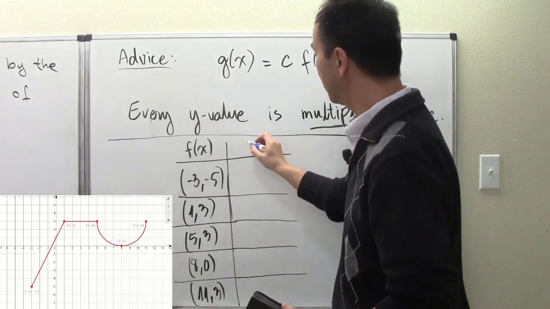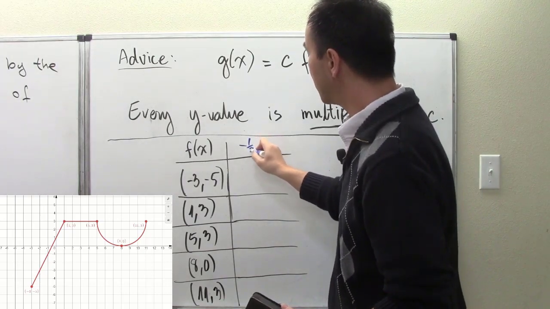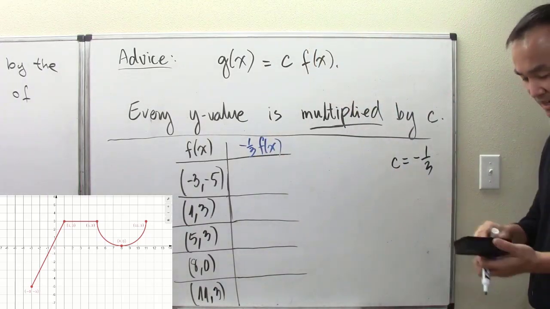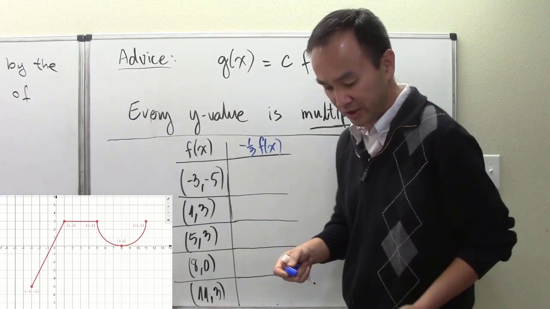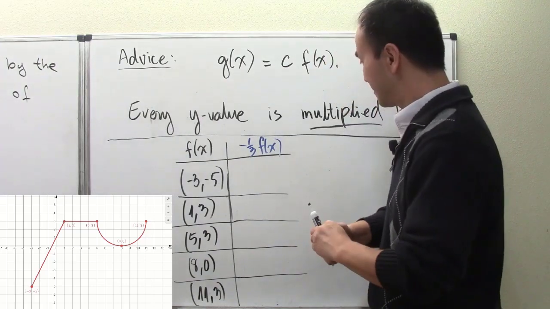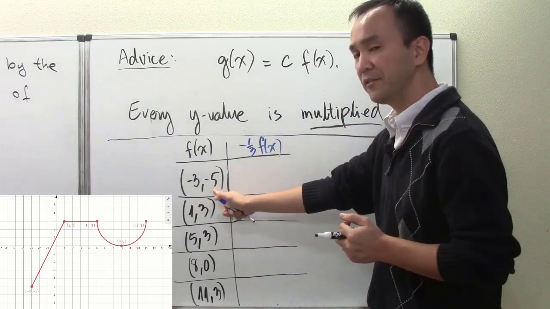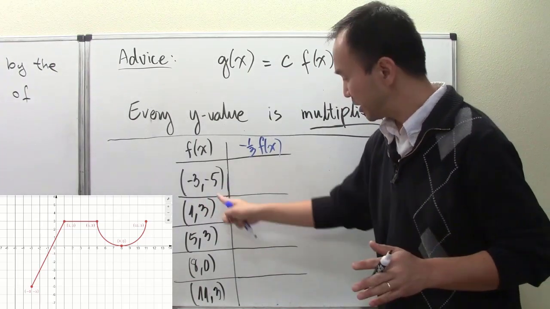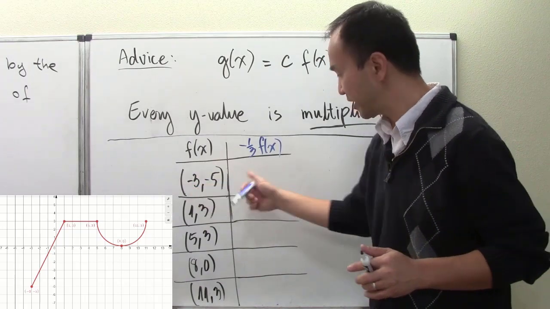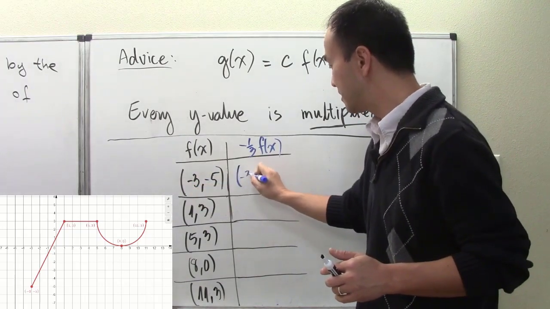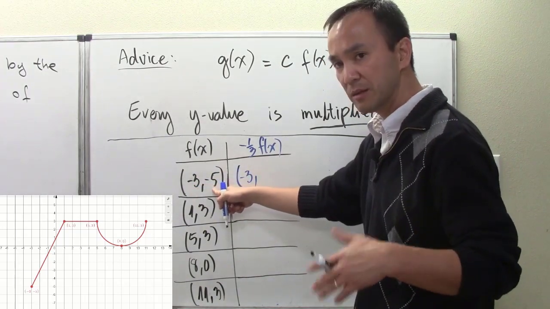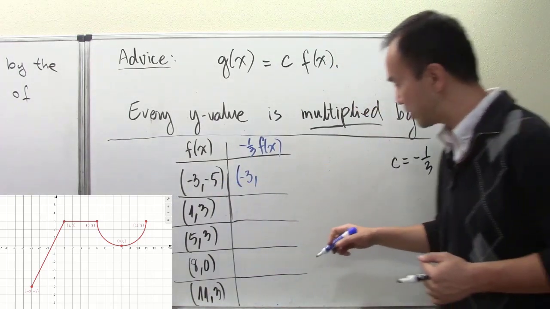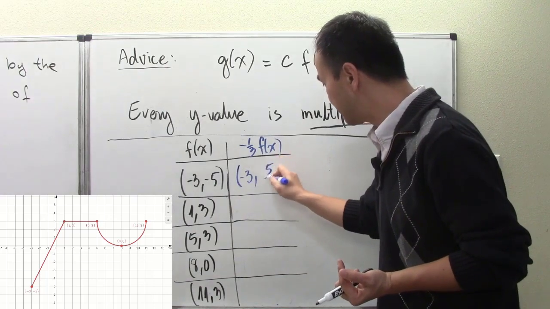And what I have here is -1/3 f of x. So our c is -1/3. All right, so that tells the story clearly at this point. I'm going to multiply every y value by -1/3. So this first pair, x value is -3. It stays the same. This y value is going to be multiplied by -1/3. -1/3 multiplied with -5 will consequently give me +5/3.